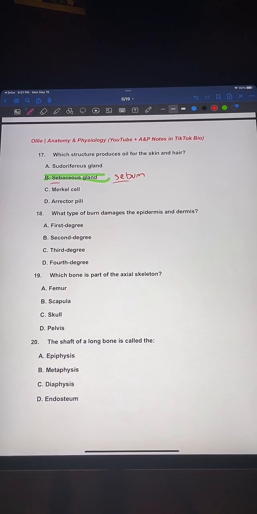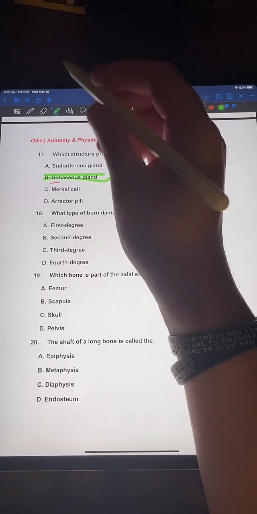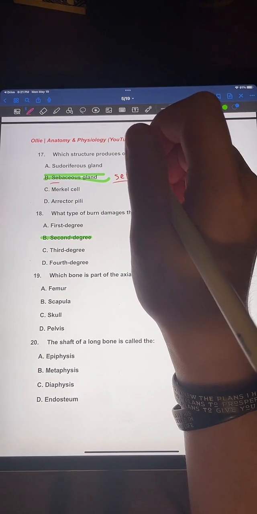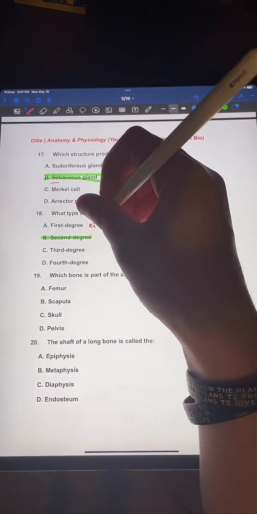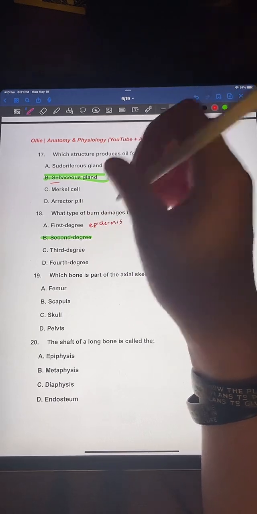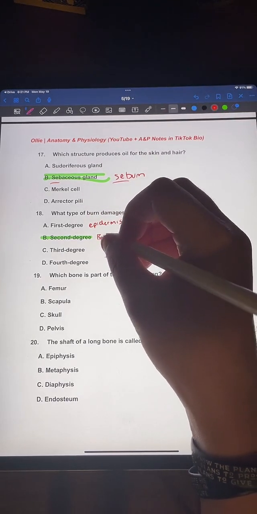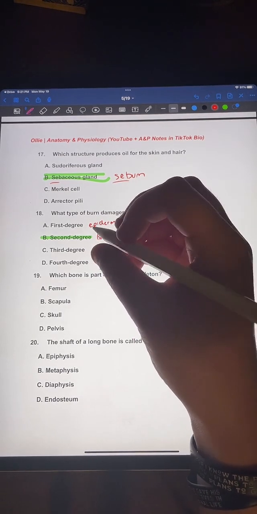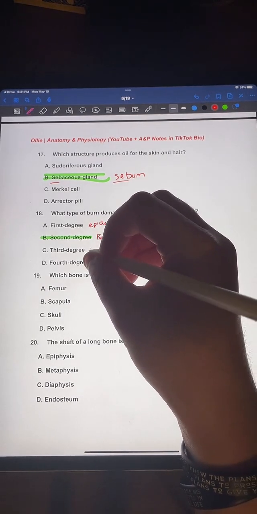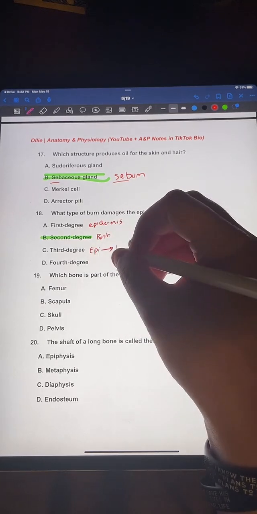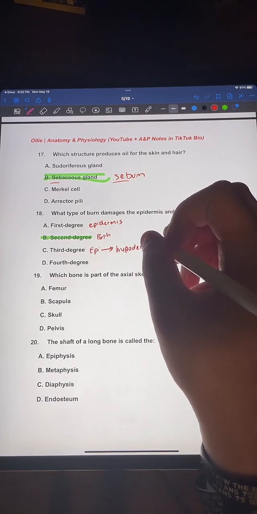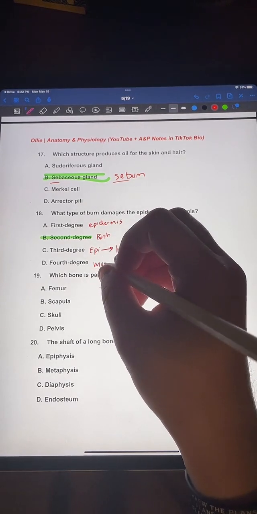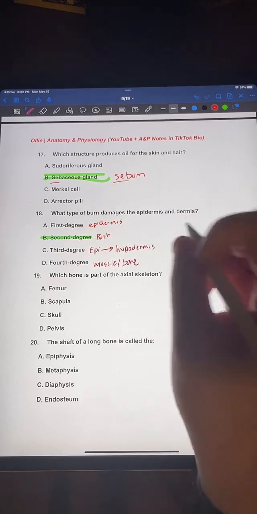But number 18, the answer is B. It is a second degree. So this blistering, this affects both the epidermis and the dermis. First degree is epidermis only. This would be both. Third degree is where it's full all the way through, so from the epidermis to the hypodermis. Fourth degree is into our muscle or bone.